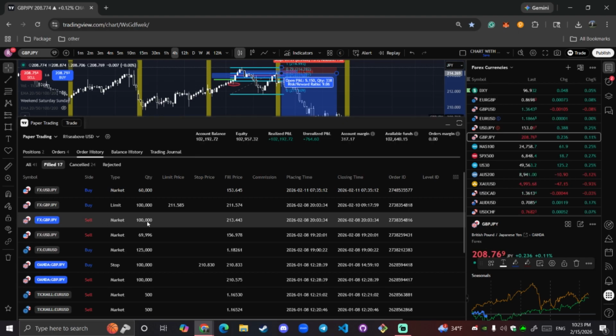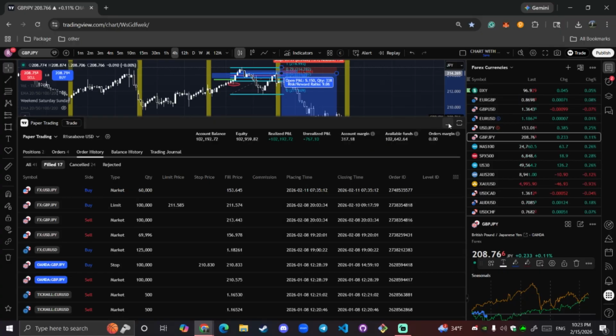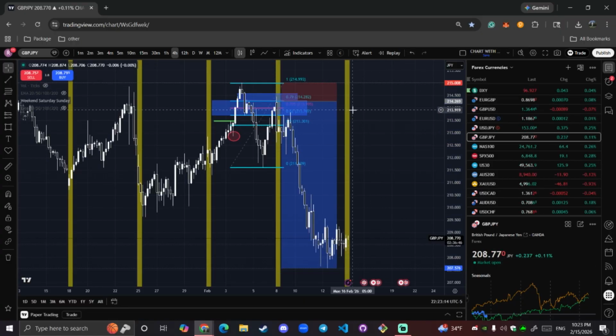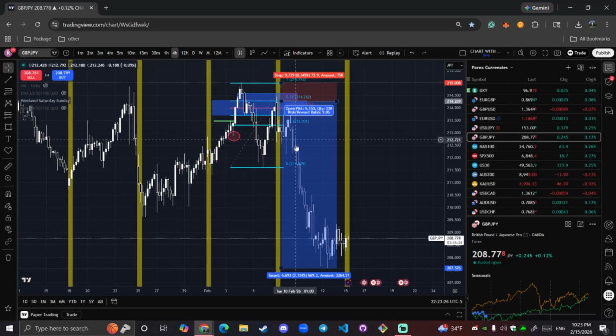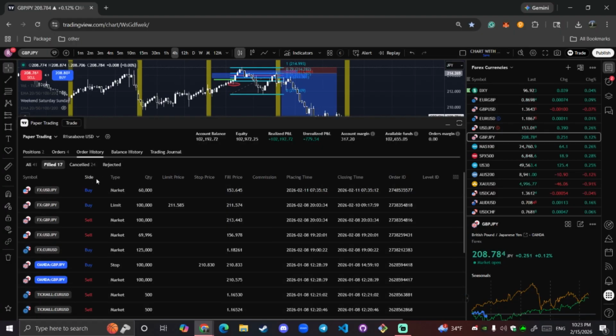Alrighty, yep. So I sold here with 100,000 units, and the fill price was 213.443. So I got in pretty close to the 50 here, between the 50 and the 618 in this area right here. And I aimed for this low, and it killed it. This low is about 211.70, like 211.57, right? So I got out of that trade.